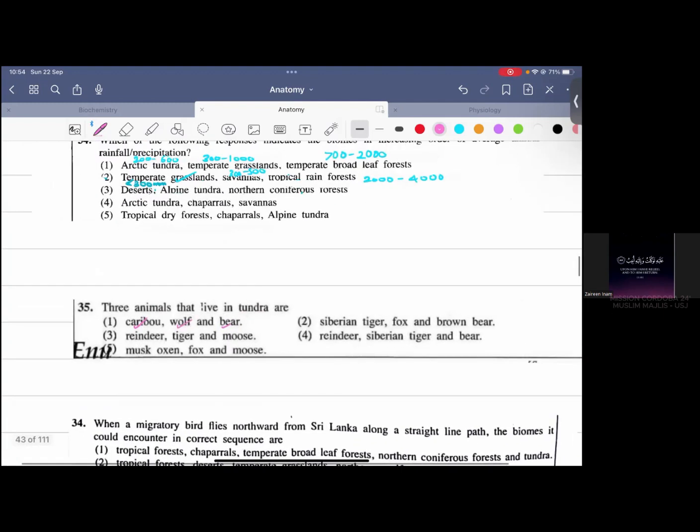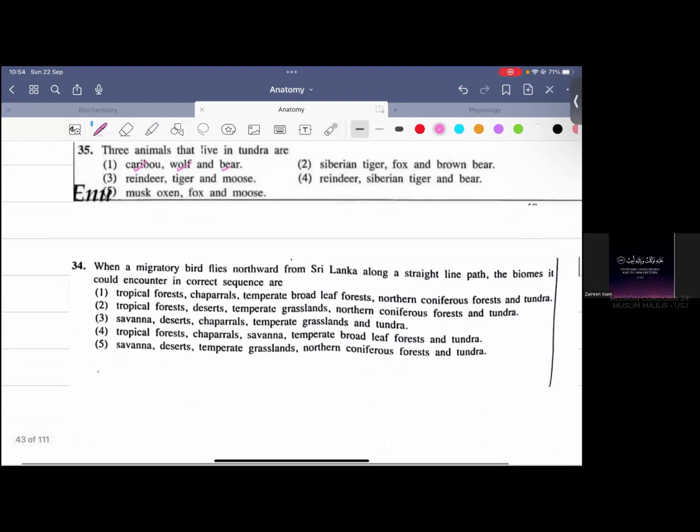Second one, Siberian tiger. Where do you have Siberian tiger? Northern coniferous forest, yes. Fox is there in the tundra. What about brown bear? That is also northern coniferous forest. Reindeer, tundra. Then tiger, that is fine. And moose you have in northern coniferous forests. The musk oxen is in tundra. That is all you have to remember. So the answer is the first one here also.